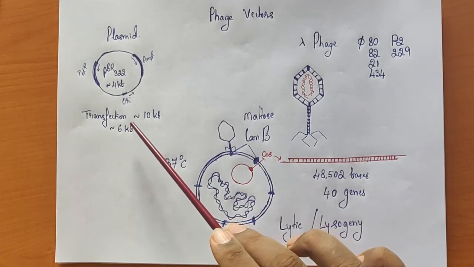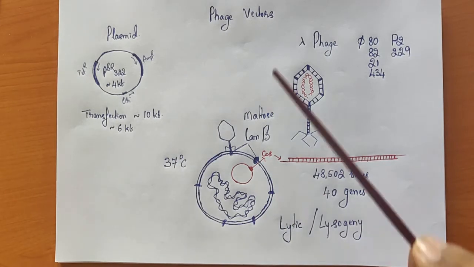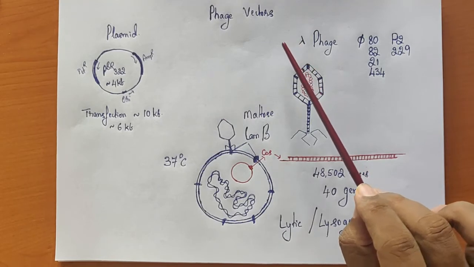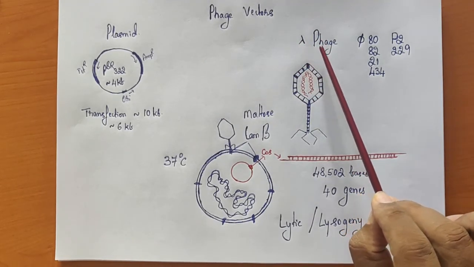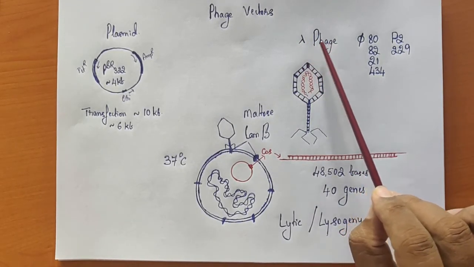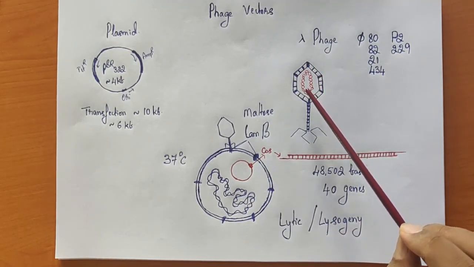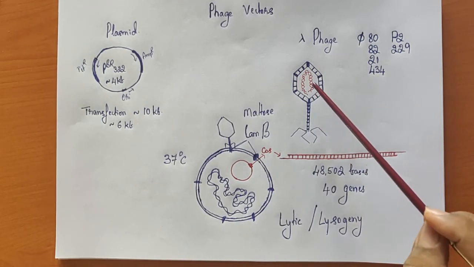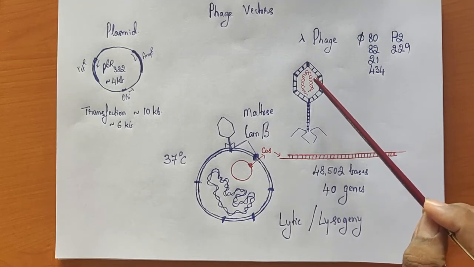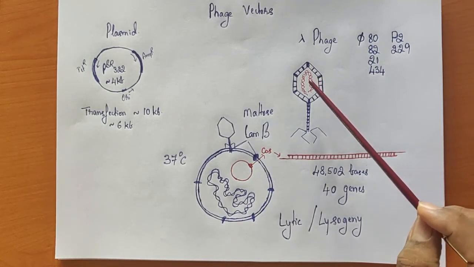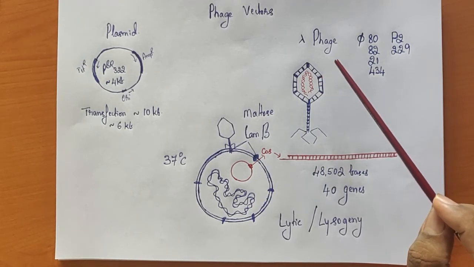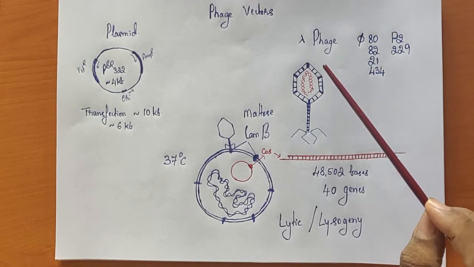To overcome that, we have also designed a lot of vectors from phages. What exactly are phages? We have discussed in detail the lambda phage. The lambda phage has a hexagonal head and a tail, and there is a region which specifically binds to the host system. These phages are nothing but virus particles that infect bacteria. The viruses that infect bacteria are called bacteriophages, or phages.